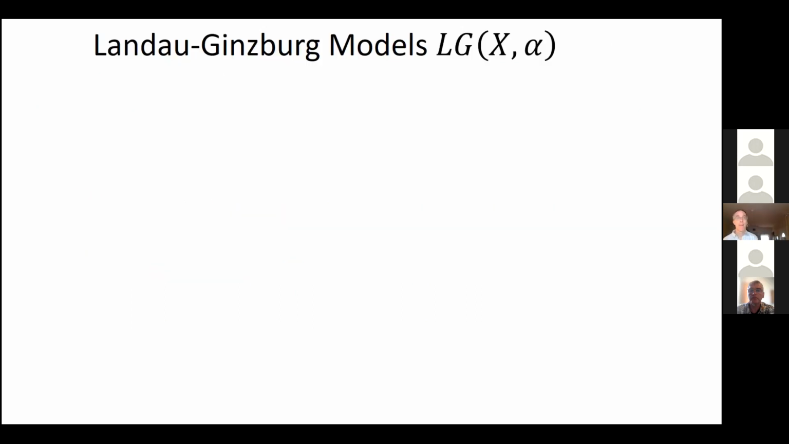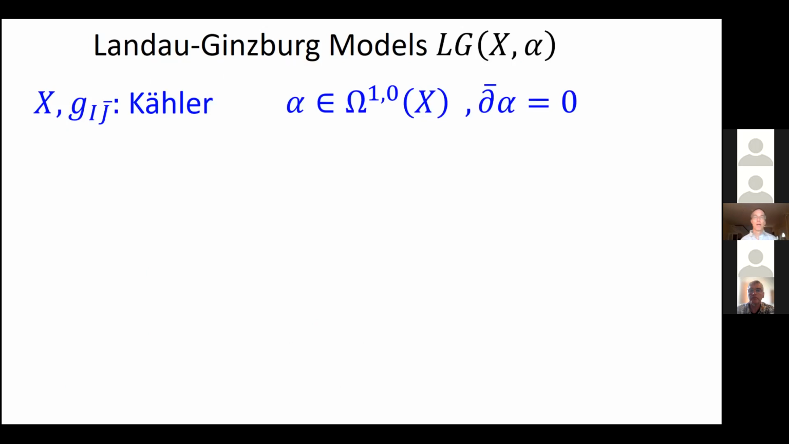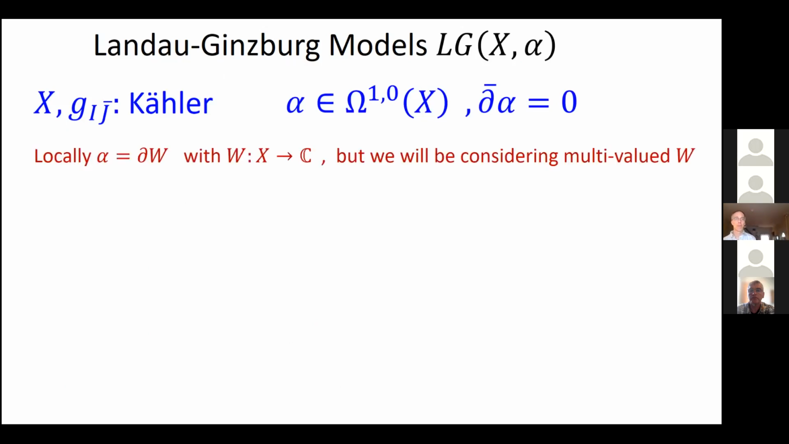Okay, so we're going to define a 1 plus 1 dimensional, or 2 dimensional, quantum field theory. Let capital X be a Kähler manifold with Kähler metric G_{i\bar{j}}. And now introduce a one-form alpha. It's going to be a 1-0 form, and it's going to be holomorphic.